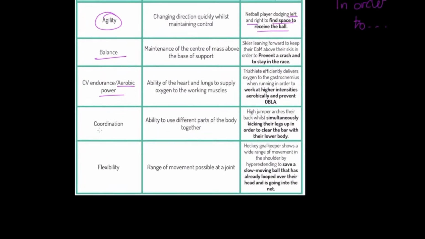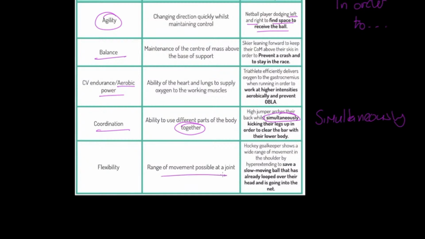We've got coordination, use different parts of the body together. High jumper arches their back while simultaneously kicking their legs up in order to clear the bar with their lower body. So you see that word, simultaneously. Body parts together. Wonderful. If we get asked about this, can we just get simultaneously into our answer? Big word, bit of a spelling, but worth doing.